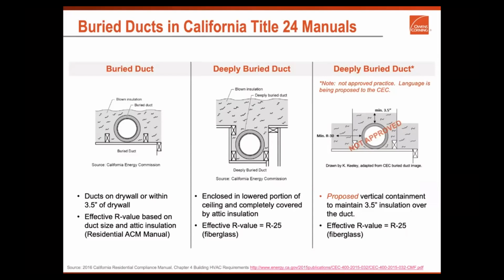This is what we're doing with deeply buried ducts because of costs, while it's not approved yet. I think we were working with Joe Stiebrick on this. What we're talking about is basically building a dam on both the right and left side of it, and making the duct itself be in a deeply buried situation, while the other portions of the house that don't have ducts can be the R38, R49, depending on what you want to do.